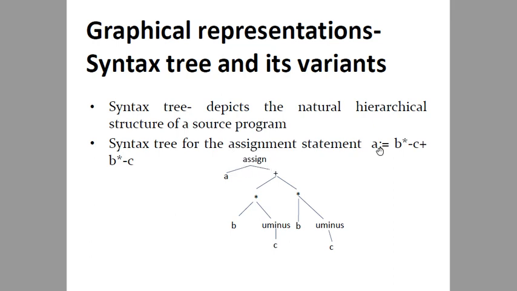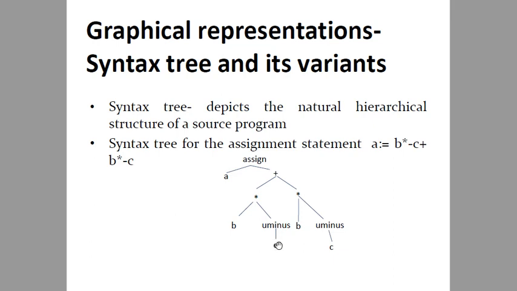For this particular statement, A is equal to B into minus C plus B into minus C, we see that A equal to means always assign. You could write equal to over here also, but for your better understanding I have written assign. And over here it is U minus, meaning unary minus. So B into minus C, okay. That is why minus C, C is the operand.